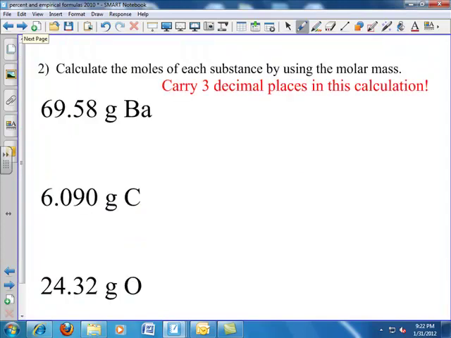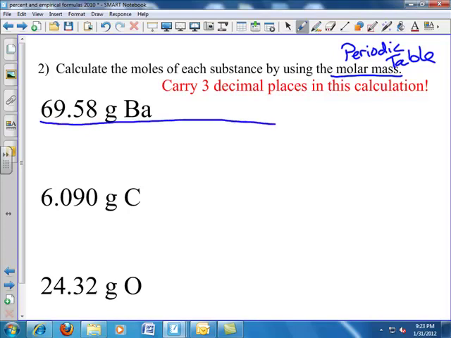Step 2. Now you're going to calculate the moles of each substance by using the molar mass. Molar mass comes from the periodic table. That's where you're going to get it from, and you're just going to use the molar mass of the elements. In this calculation you don't want to cut it off too soon. You're better off carrying more decimal places than not, so carry 3 decimal places.